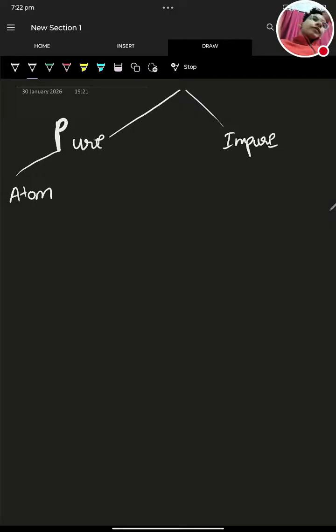an atom in the sense of, supposedly, hydrogen or helium or lithium or beryllium, boron, carbon. Impure is a mixture, which is either homogeneous or heterogeneous.